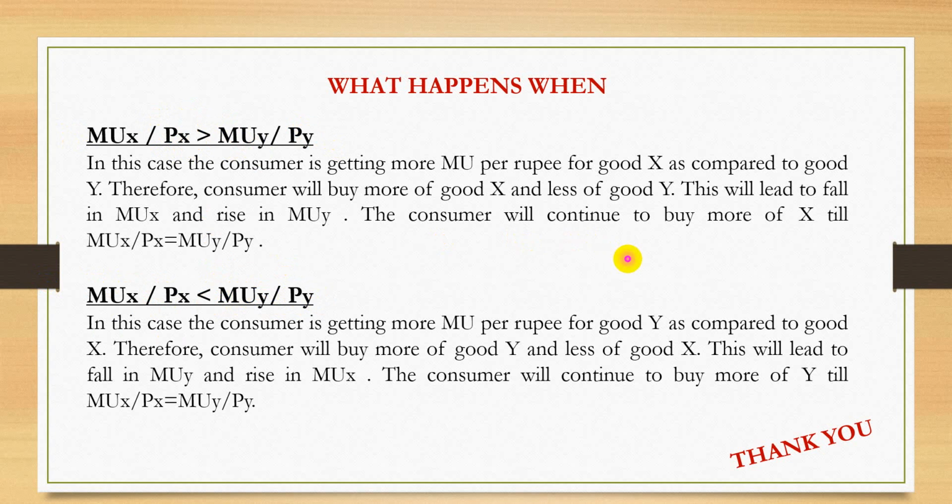So we have seen the consumer equilibrium conditions in case of free good, in case of a single economic good, and when the consumer is consuming two or more goods. It can be three goods also. So in this similar way, we can get the consumer's equilibrium level of consumption.